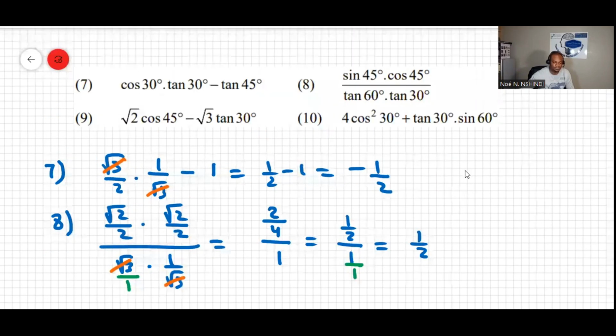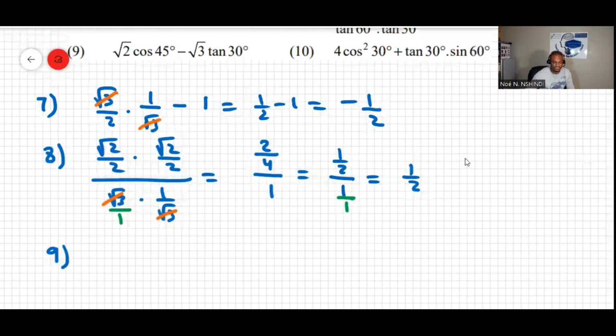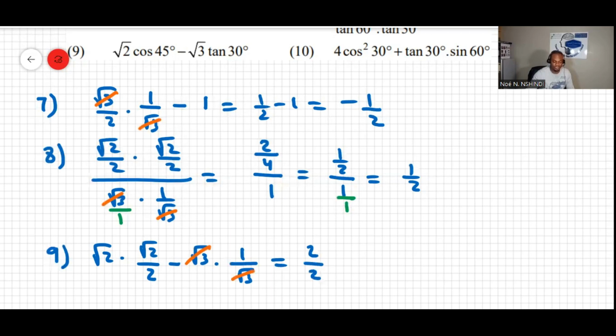Question 9 is, as you can see, square root of 2. I wrote square root of 2 there. Cos of 45 is root 2 over 2, minus square root of 3, and then tan of 30 degrees is 1 over root 3. So we can solve this. This and this can be simplified, and root 2 times root 2 makes 2 over 2, minus 1, and that is equal to 1 minus 1, which is 0.